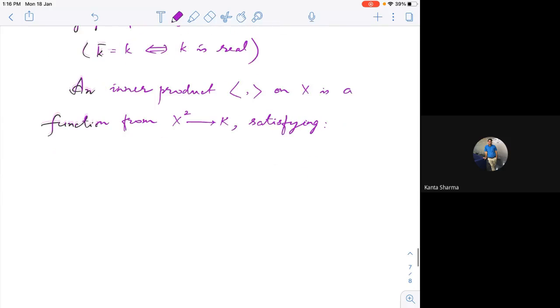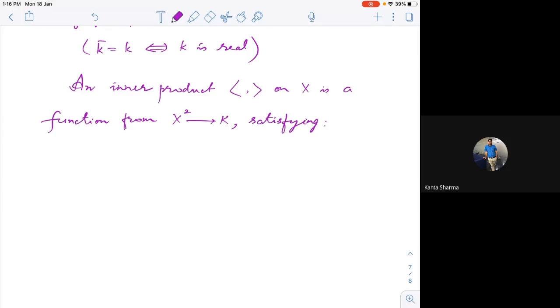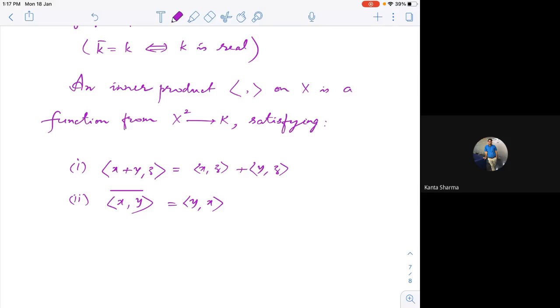So this is something like this. First point is this, satisfying number one condition: x plus y comma z is equal to x comma z plus y comma z. And second property is this: x comma y is a complex number because it's going to be there in K. So its conjugate is equal to y comma x.